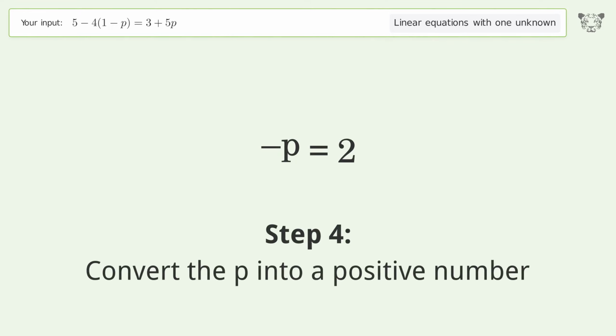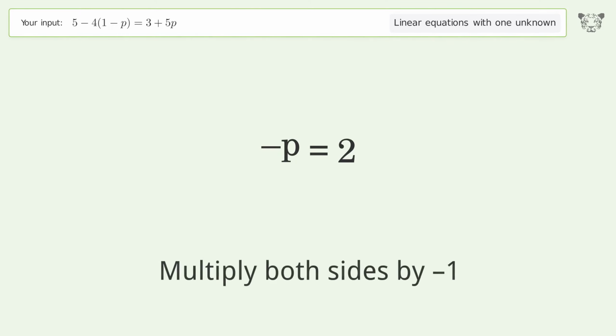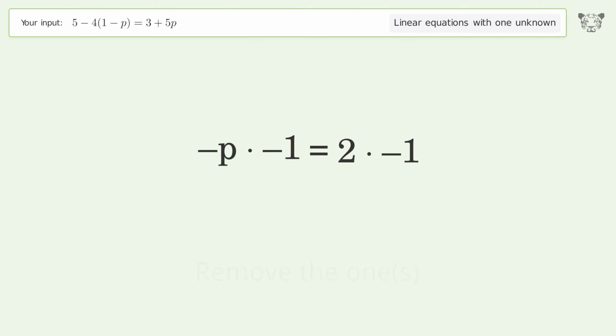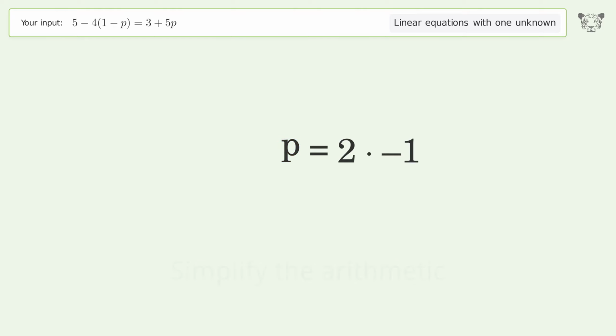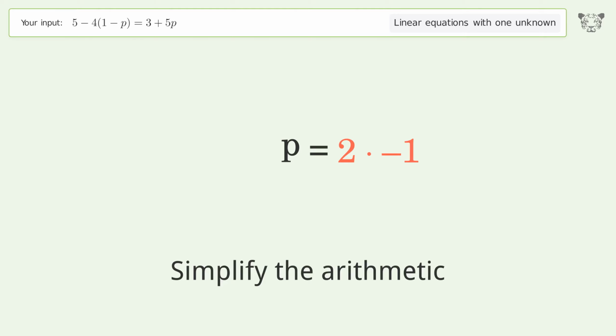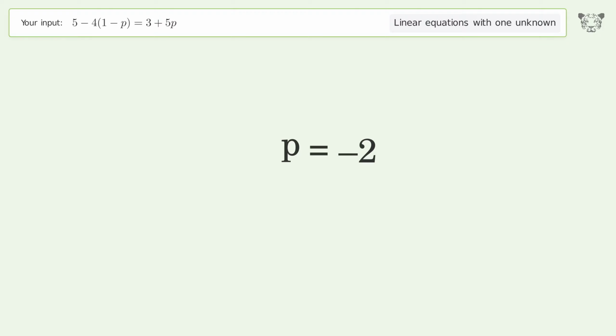Convert the p into a positive number. Multiply both sides by -1. Remove the ones. Simplify the arithmetic. And so the final result is p equals -2.